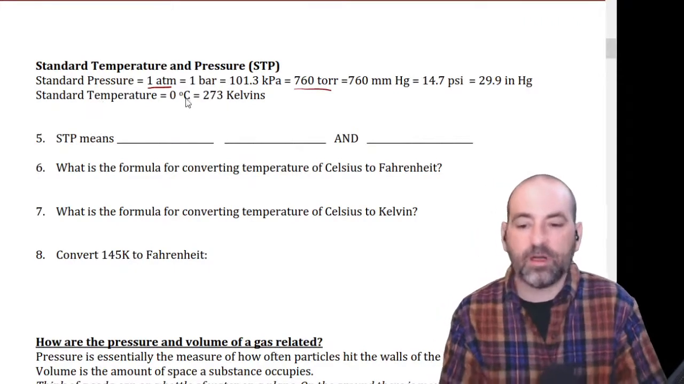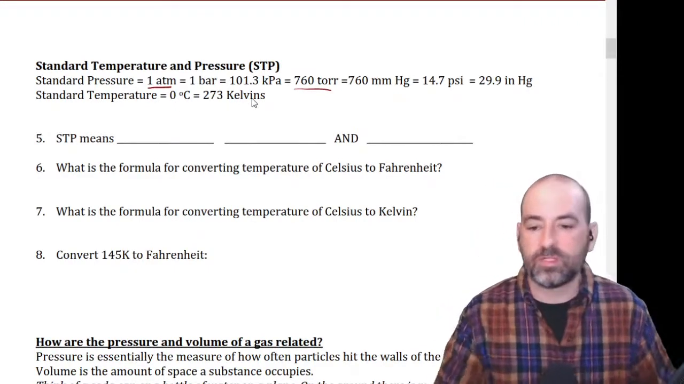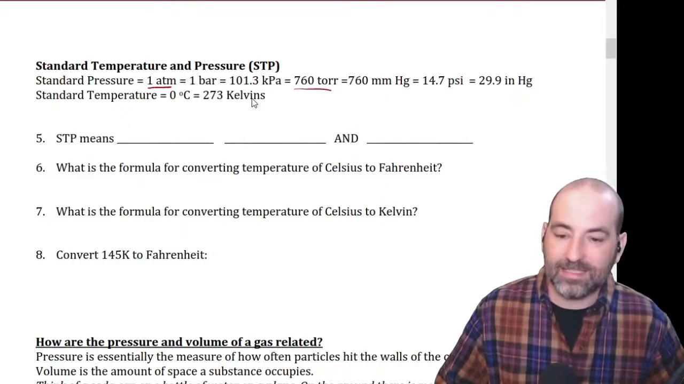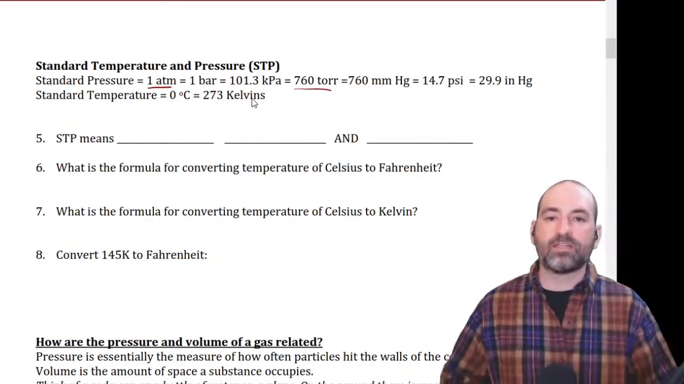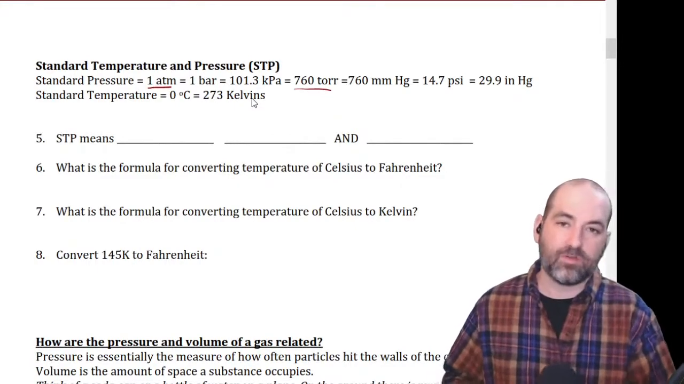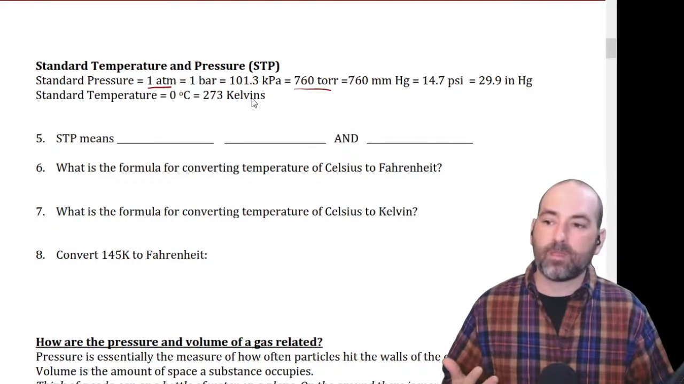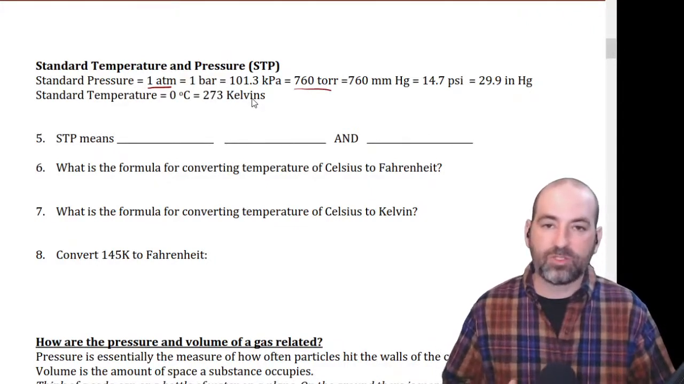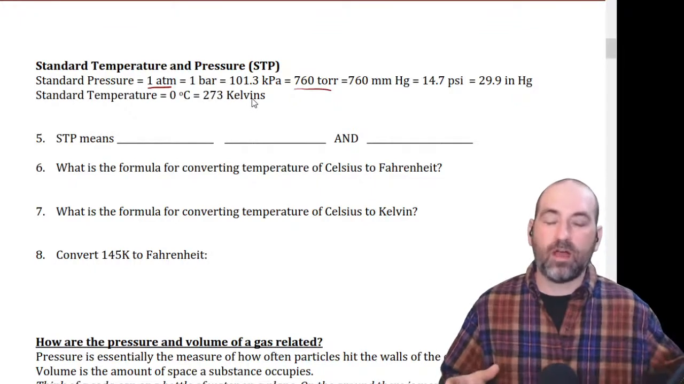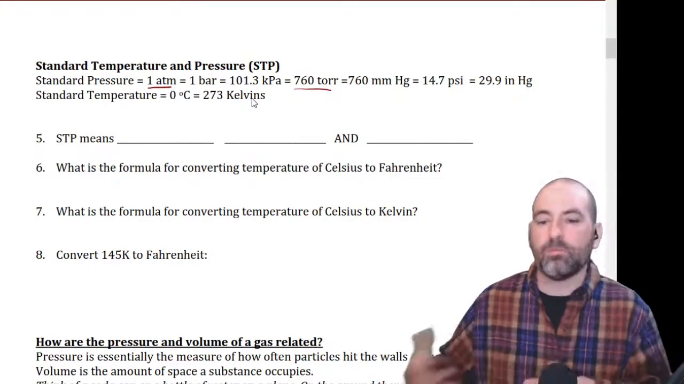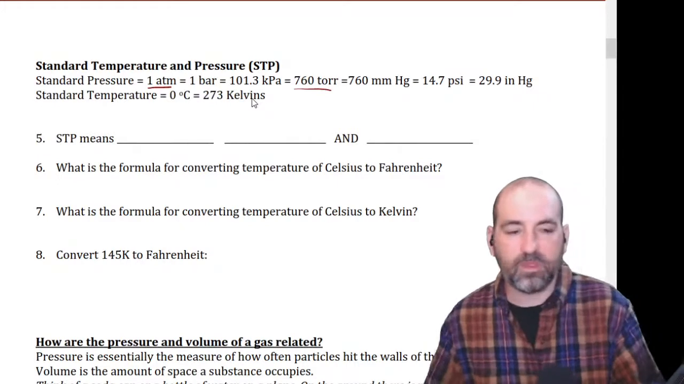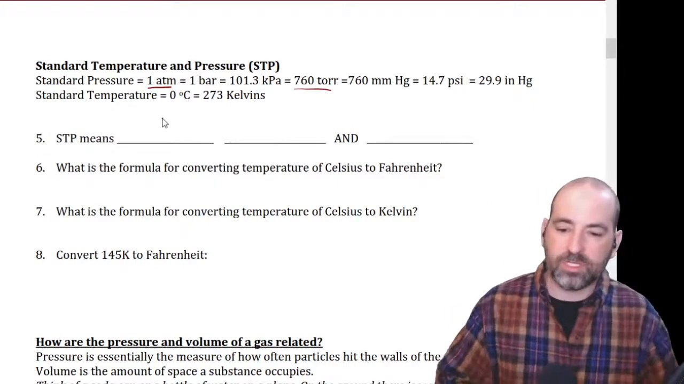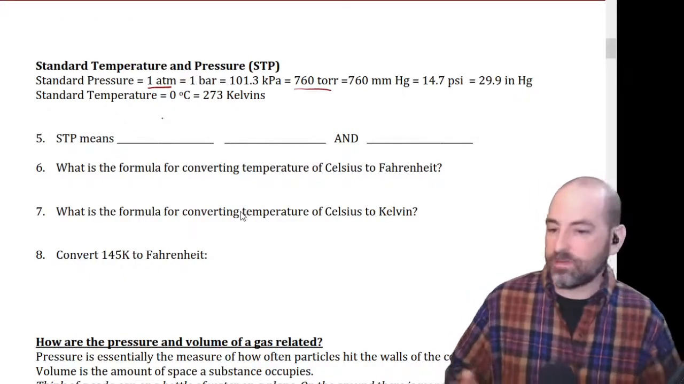And then standard temperature is 0 degrees C, also known as 273 kelvins. We often think about temperature of gases in Kelvin because it starts at 0, so we don't have to deal with negatives. So if we were thinking about kinetic energy, the kinetic energy of the molecules is always positive. So as we go up in kelvins, we have more kinetic energy. We can't go below 0. So that will be something that you'll see more in this chapter than before. And then there's just a chance here for you to practice your conversions if you haven't thought about that in a little bit.